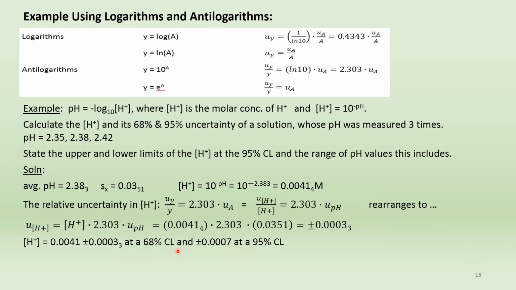And if I want to move to the 95% confidence level, I simply multiply this number 0.0003 times 1.96, and I report 0.0007. So the hydrogen ion range would be 0.0041 minus the expanded uncertainty, up to 0.0041 plus 0.0007, the expanded uncertainty, which gives me a range of 0.0034 to 0.0048 molar.